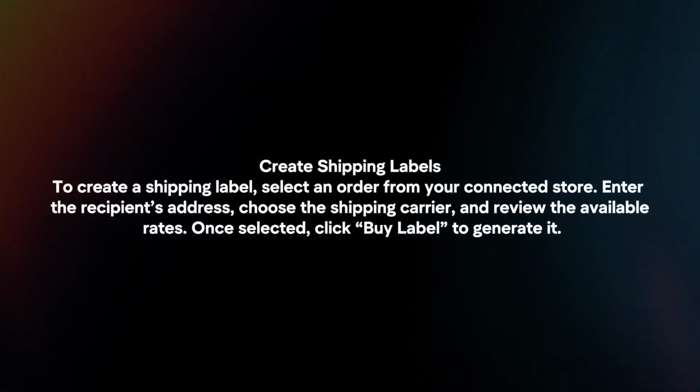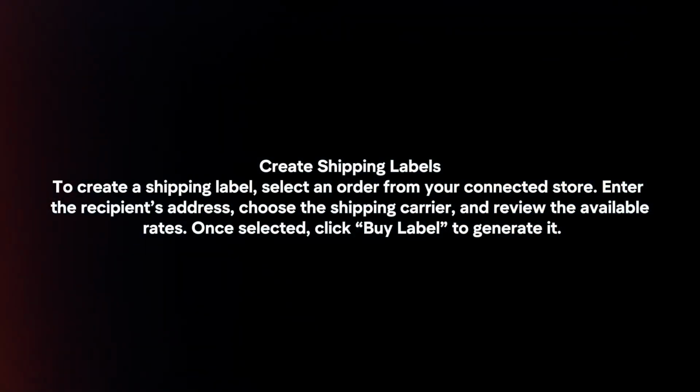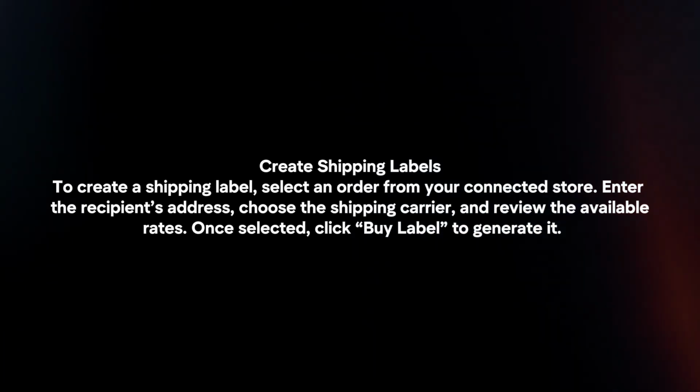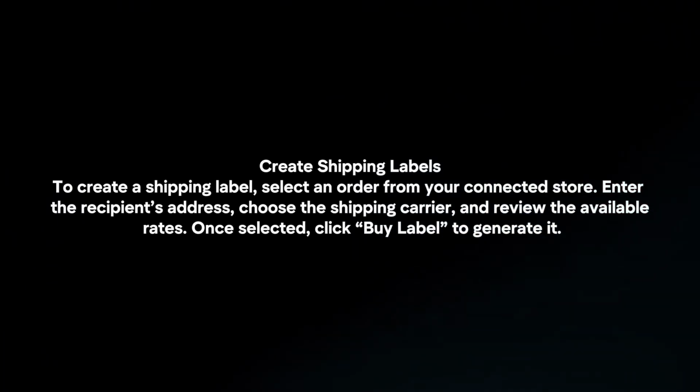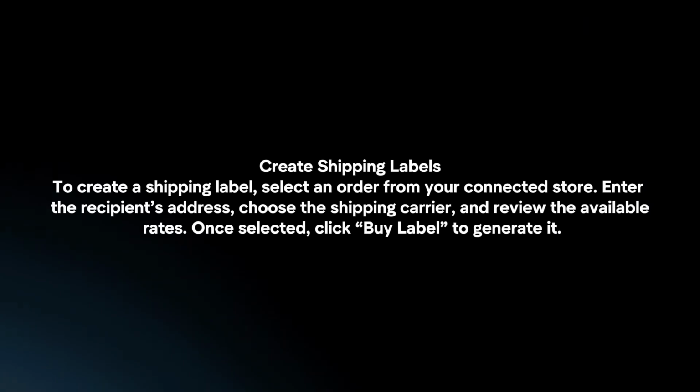Create shipping labels. To create a shipping label, select an order from your connected store. Enter the recipient's address, choose the shipping carrier, and review the available rates. Once selected, click Buy Label to generate it.